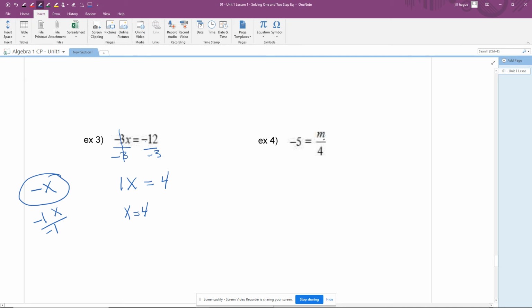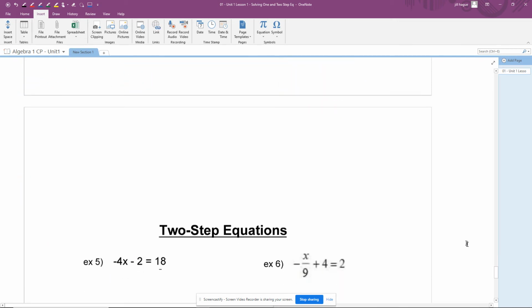Now over here, we have the variable on one side. We got to get all the numbers to the other. These tend to stump kids sometimes, but don't let it fool you. We just have m divided by 4. How do I get rid of division? Multiply both sides by 4. So over here I have negative 20, and over here I have m. Why do I have m? Because 4 times m is 4m, and 4 divided by 4 is 1. 1 times m is m. And there's my answer. So those are some one-step equations for you.